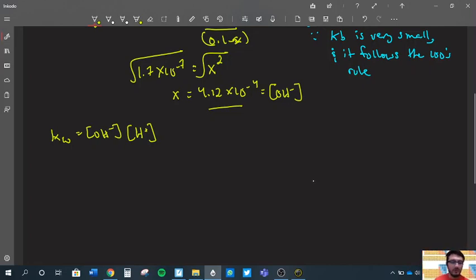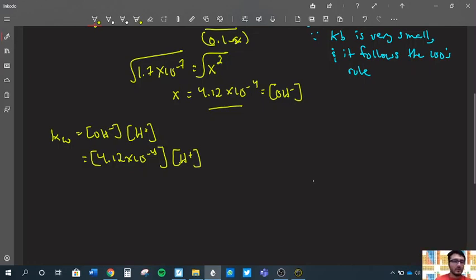Okay, if we know one of those concentrations, hydroxide in this case, we can plug that in: 4.12 times 10 to negative 4. If you haven't already realized, this is probably the way that I said was going to be the harder way. It's not hard. It really isn't hard. It's just different. You haven't seen it before.